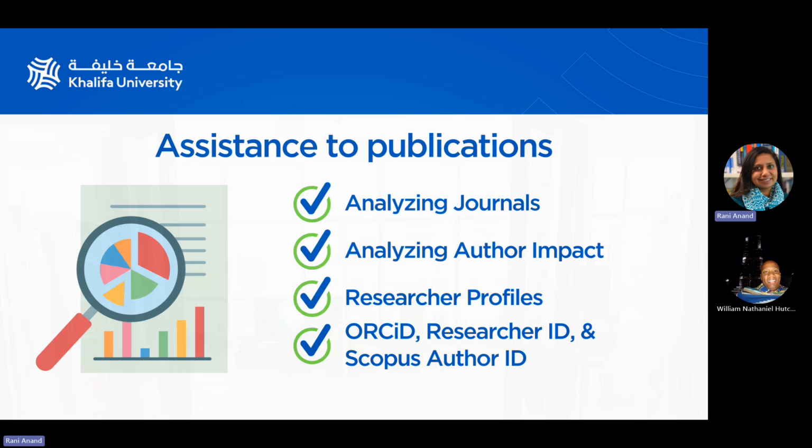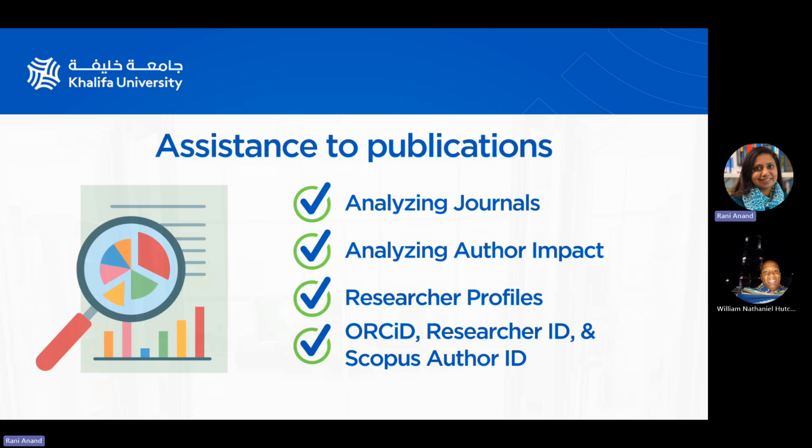Then analyzing the author impact. It's very important to analyze an author's impact. This affects promotions at Khalifa University. And if you want to apply for jobs or apply for funds for your research, analyzing author impact is very important. There are many metrics available to analyze an author, like the H-index, then the field-weighted citation index. So there are many kinds of analytics available to assess where an author has impact.